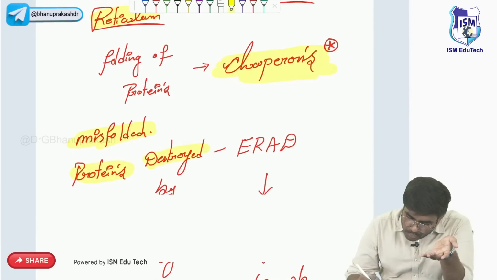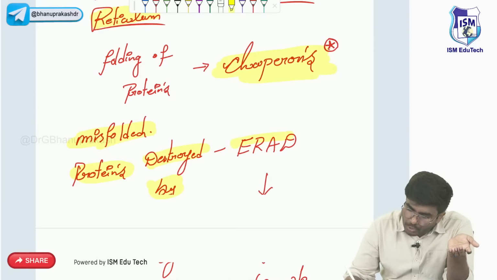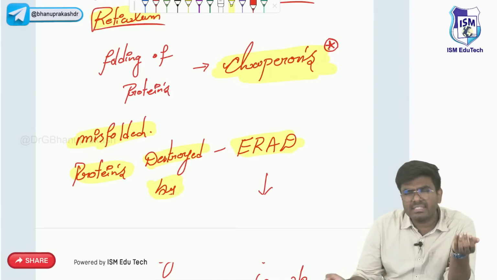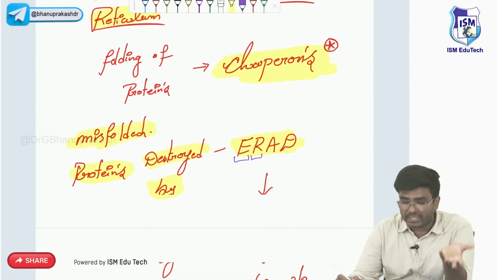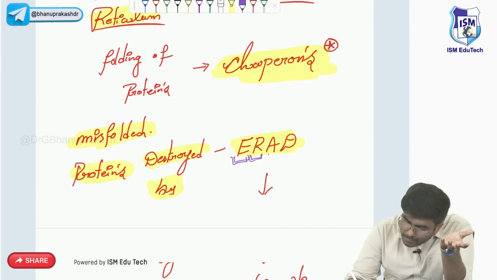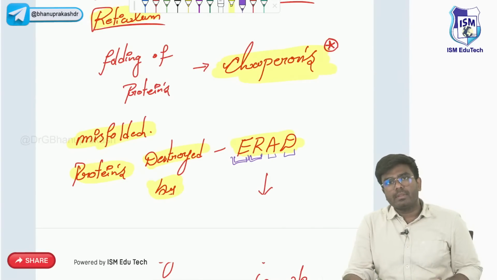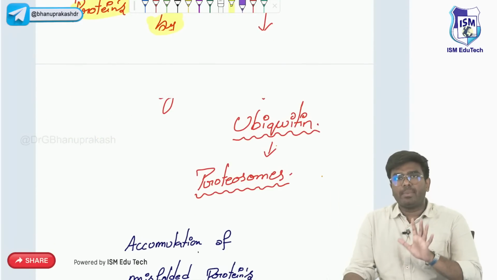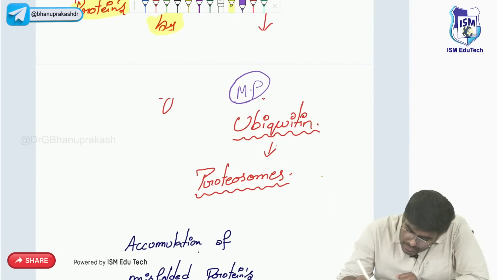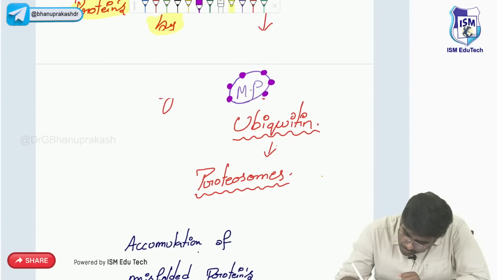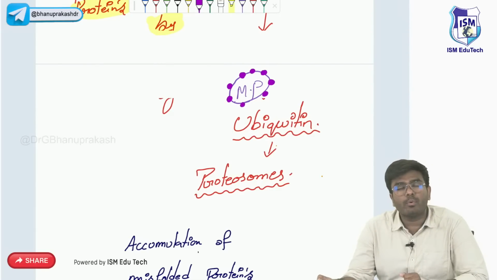So, misfolded proteins are destroyed by a system called ERAD. What exactly is ERAD? ER means endoplasmic reticulum. The endoplasmic reticulum is going to destroy the misfolded proteins. So, endoplasmic reticulum associated degradation. So what exactly happens now? If this is a misfolded protein, it is going to be tagged with the help of a molecule called ubiquitin. The ubiquitin molecule is tagged onto the misfolded protein.